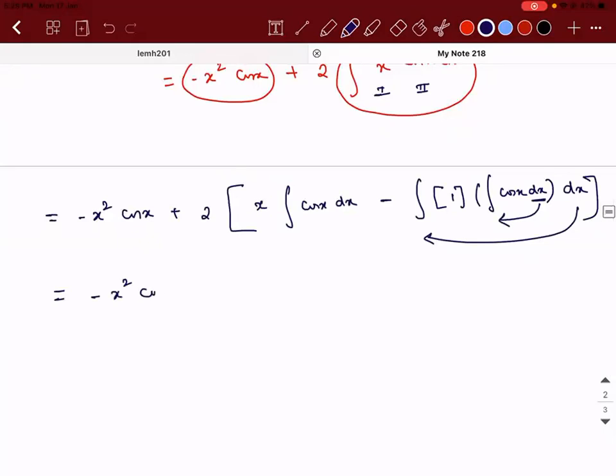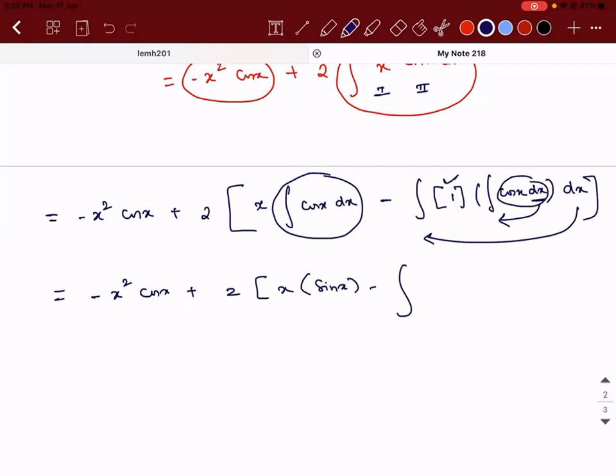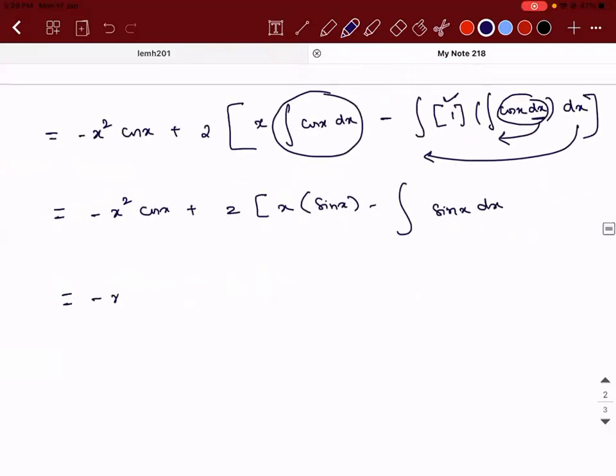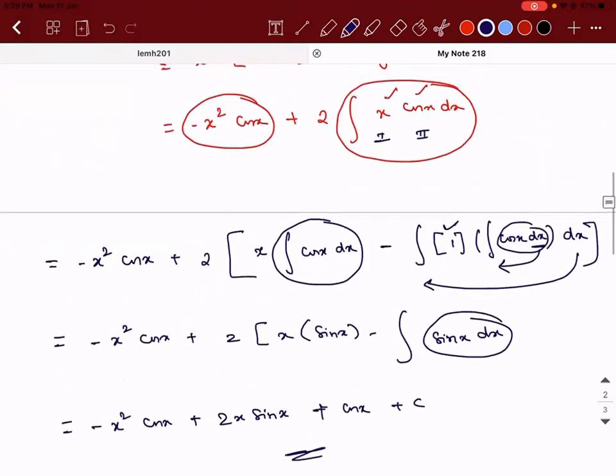So minus x square cos x plus 2 into x into the integral of cos x dx, which is sin x, minus the integral of 1 into the integral of cos x dx, which is sin x, with the dx. Correct? So minus x square cos x plus 2x sin x minus the integral of sin x, which is minus cos x. So minus of minus will give me a plus. Am I clear, guys? Yes, sir.